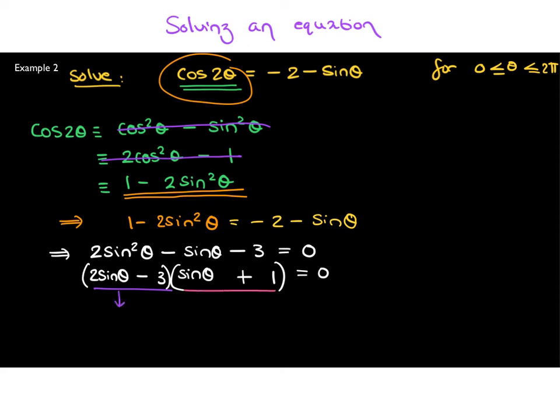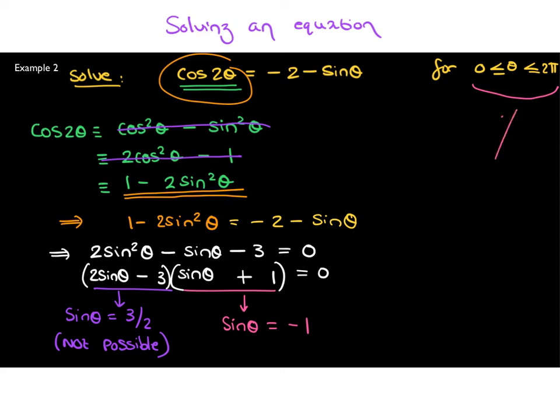So either sine theta equals 3 over 2, which is not possible, so we have no real roots from that. Or the other option, sine theta equals -1. Now, for the range of theta values that we've been given up here, this doesn't lead to anything more than one answer, which is theta equals 3 pi by 2.